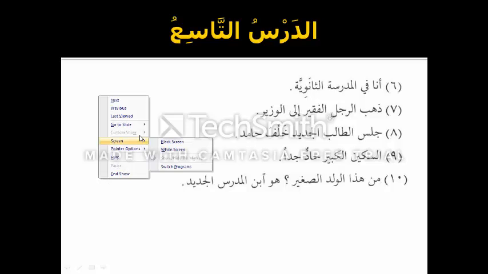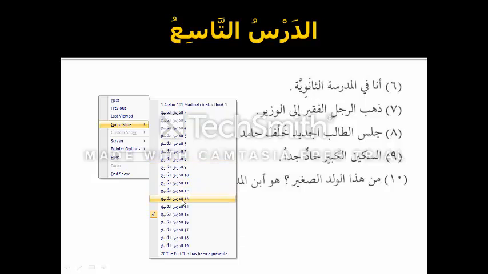Now we're at Tamarin. Read and write. Number one: الطبيب الجديد في المستشفى والطبيب القديم في المستوصف. I'm reading and paying attention to the i'rab.